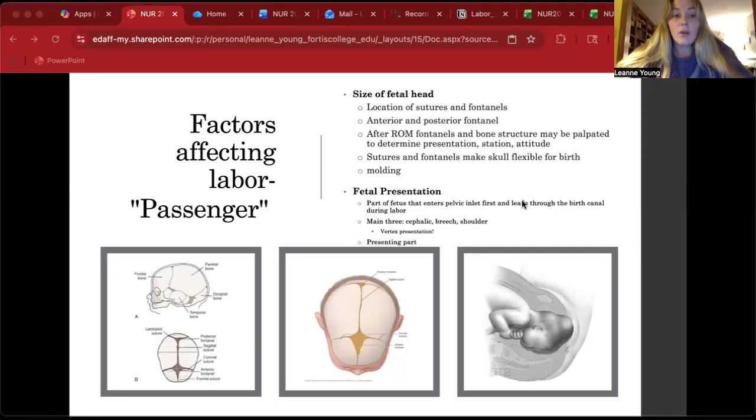Okay. So fetal presentation refers to the part of the fetus that enters the pelvic inlet first and leads through the birth canal during labor. So that's the part that is coming down first, okay?